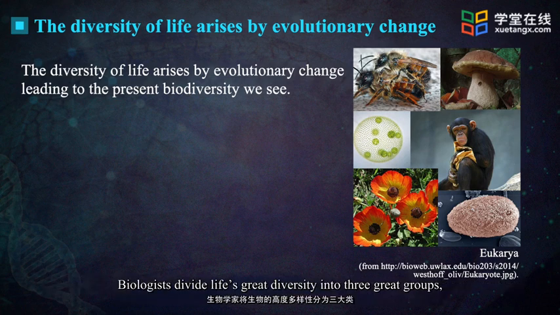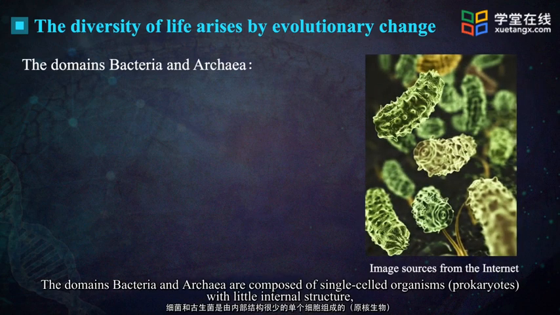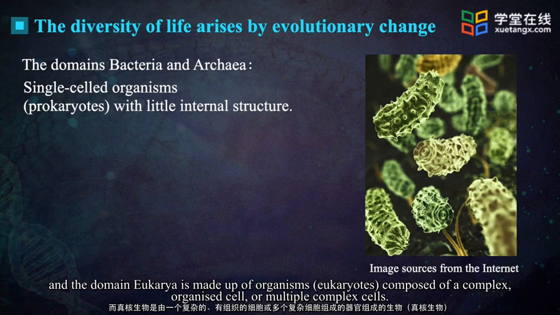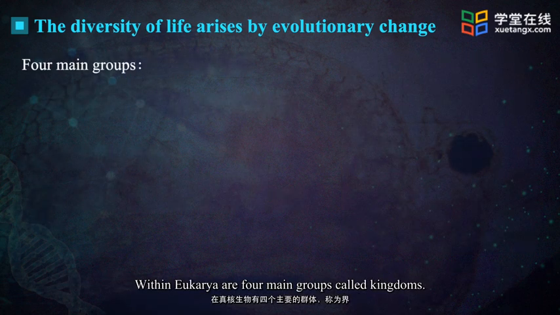Biologists divide life's great diversity into three great groups called domains: bacteria, archaea, and eukarya. The domains bacteria and archaea are composed of single-cell organisms, prokaryotes, with little internal structure. And the domain eukarya is made up of organisms, eukaryotes, composed of a complex, organized cell or multiple complex cells. Within eukarya, there are four main groups called kingdoms.